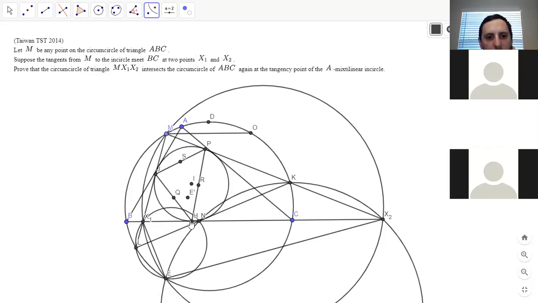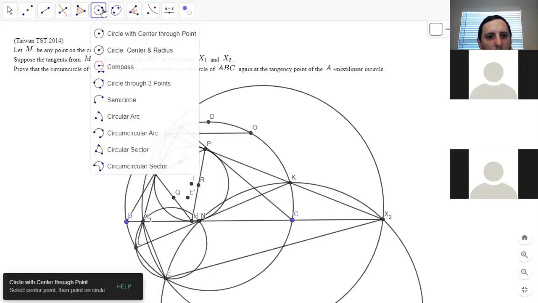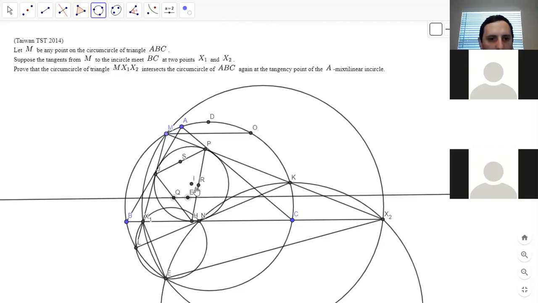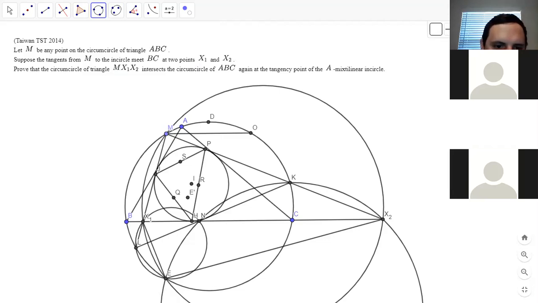So H is always going to be the same point no matter where M is. So if H is always the same point, that's what we want to show. We want to show that cyclic. But basically that's a 9-point circle. So we want to show E prime lies on the 9-point circle of HPJ. Seems like a good idea.